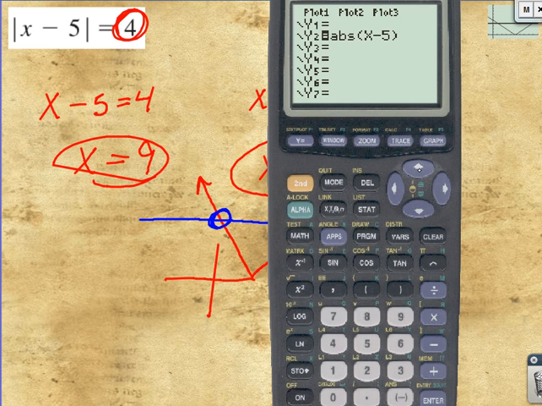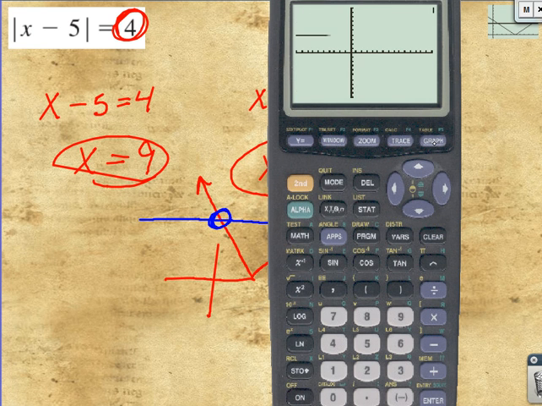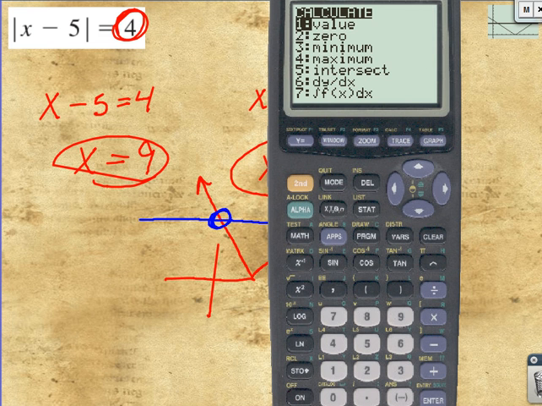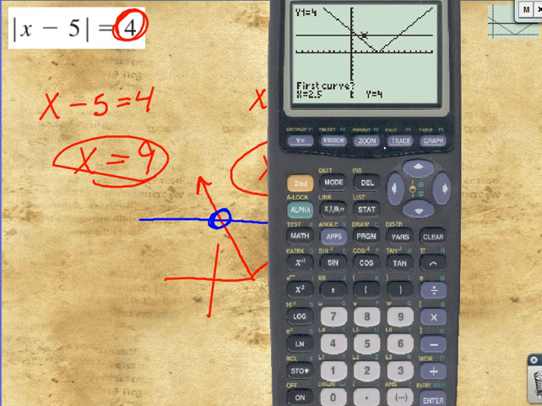There's the left side, and I've graphed it out of order. There's 4. Here are the two graphs. There's y equals 4. There's the absolute value of x minus 5. Second calc, you're good now. Second calc, go to intersect. My first curve, enter. Second curve, enter.